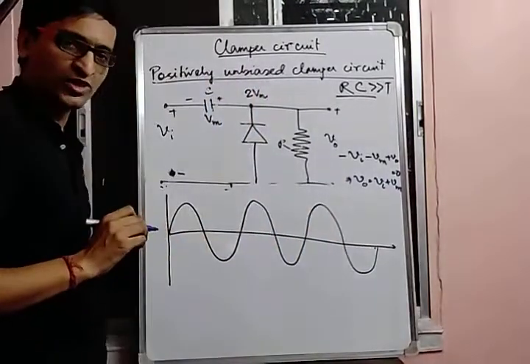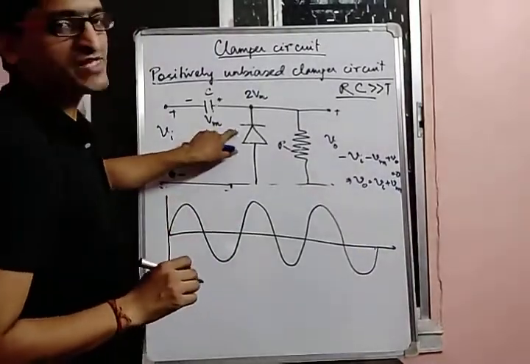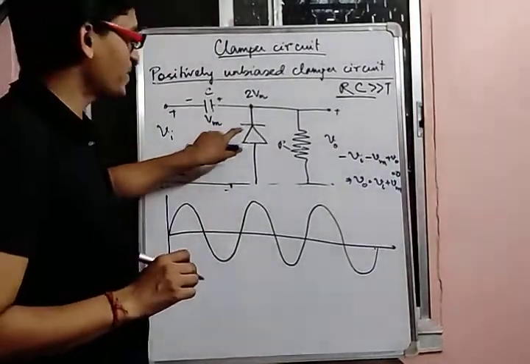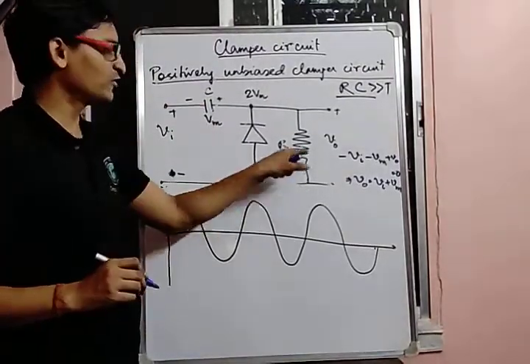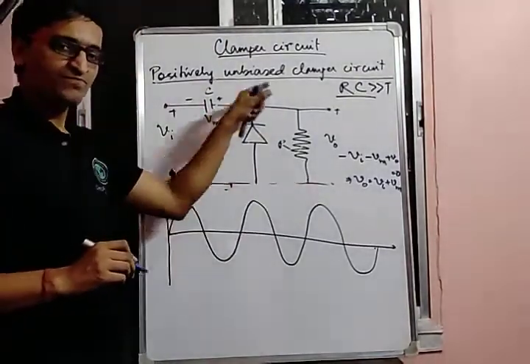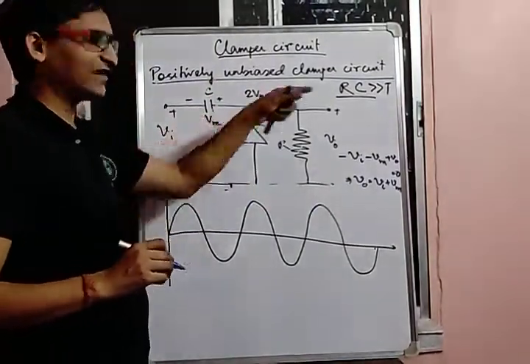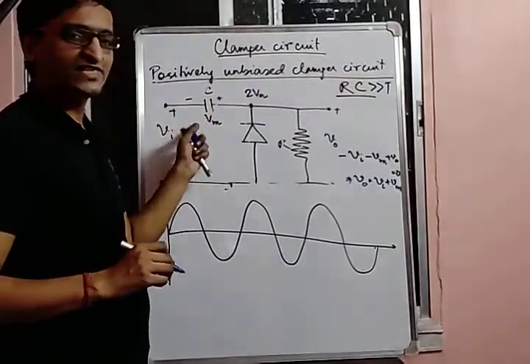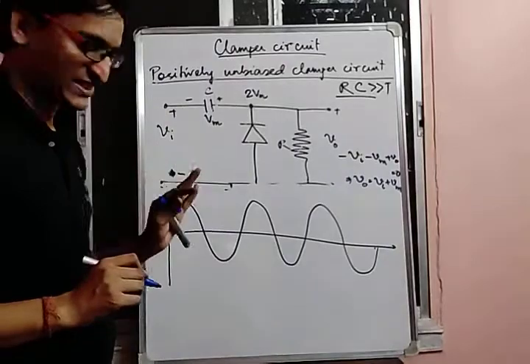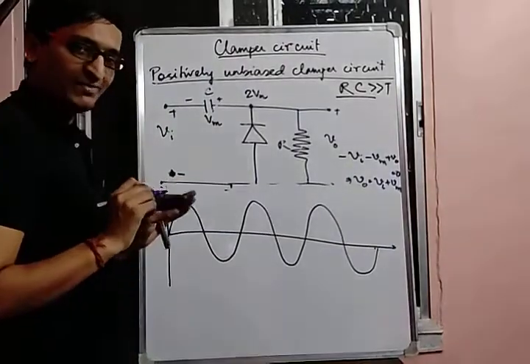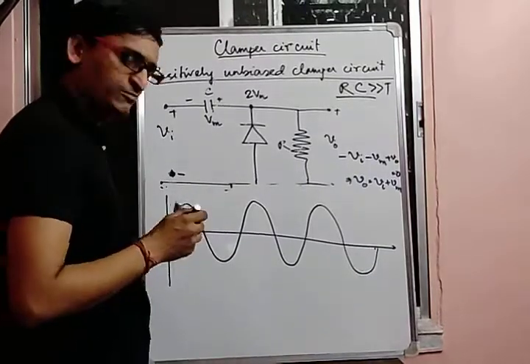So suppose this is my input voltage. During the first half of the cycle, this diode will be reverse biased. As a result, it will act as an open circuit path. Since it's open circuit, the entire current will flow through the resistance R. Since RC is very much greater than T, this capacitance C will not get charged up. In fact, the voltage across this capacitance will be very small. As a result, the output voltage waveform will be similar to your input voltage waveform.